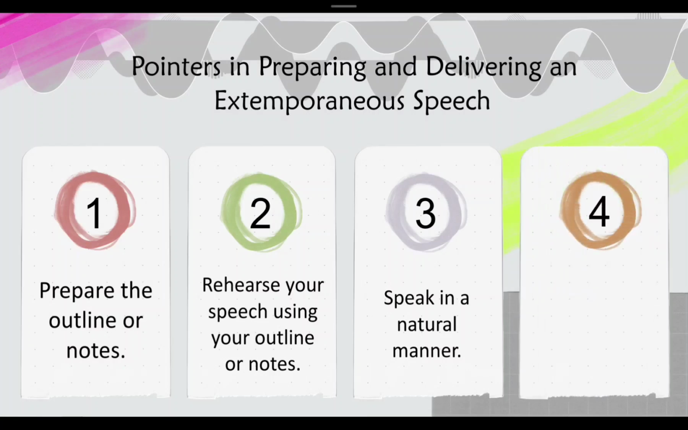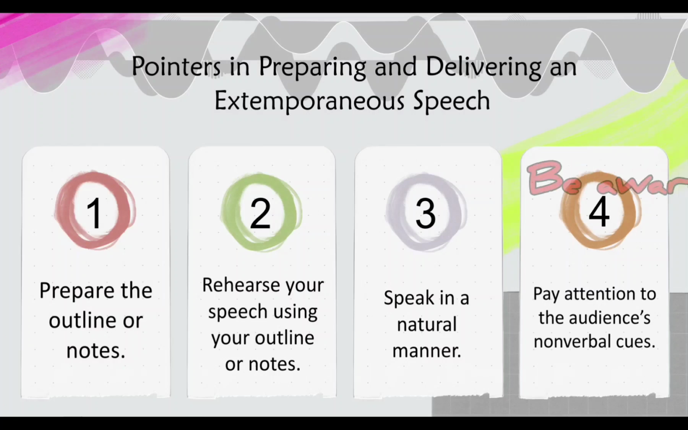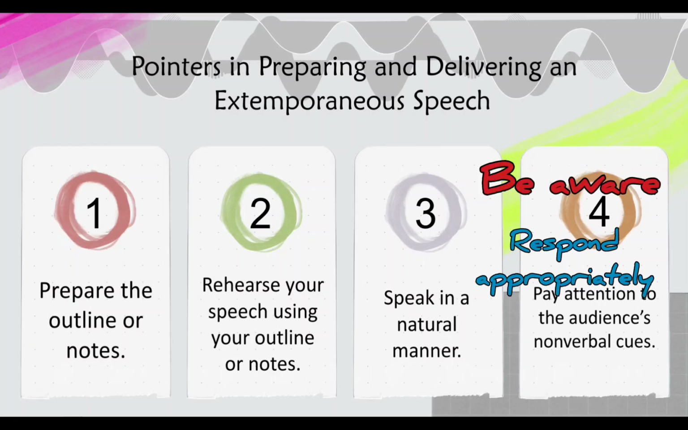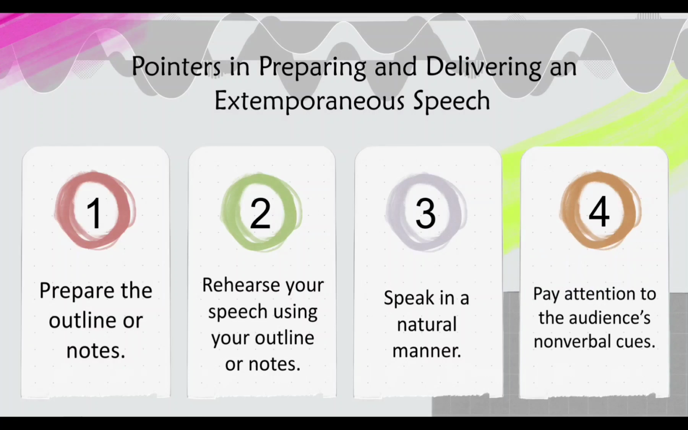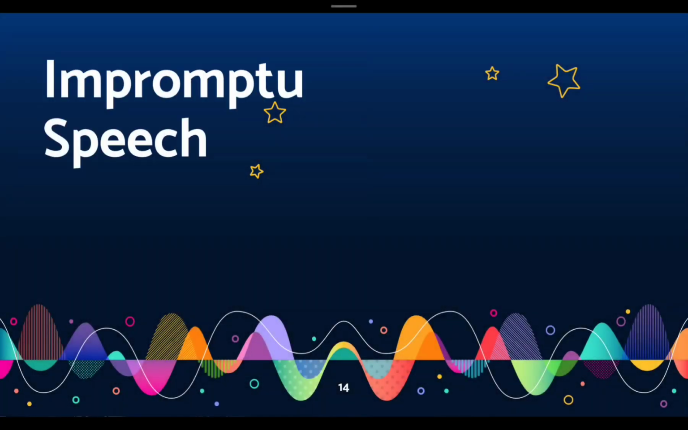Lastly, pay attention to the audience's nonverbal cues. Be aware of these and respond appropriately. For example, if you see that they look confused, you may elaborate on an idea by giving examples or restating a point. The fourth and final type of speech according to delivery in our list is the impromptu speech.